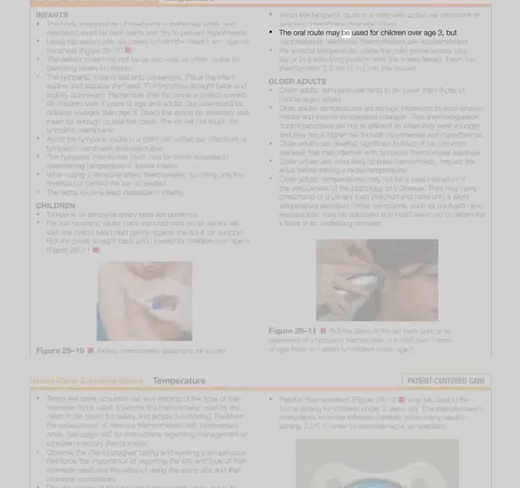The oral route may be used for children over age 3, but non-breakable, electronic thermometers are recommended. For a rectal temperature, place the child prone across your lap or in a side-lying position with the knees flexed. Insert the thermometer 2.5 centimeters (1 inch) into the rectum.